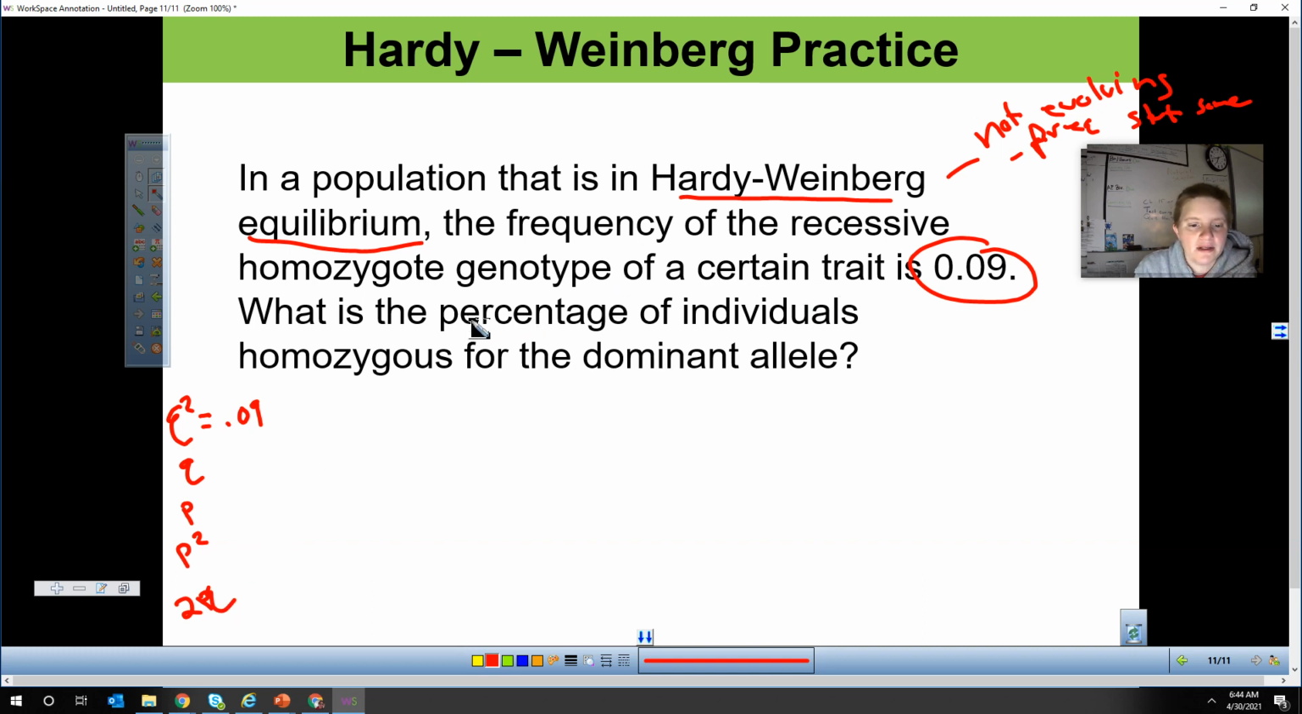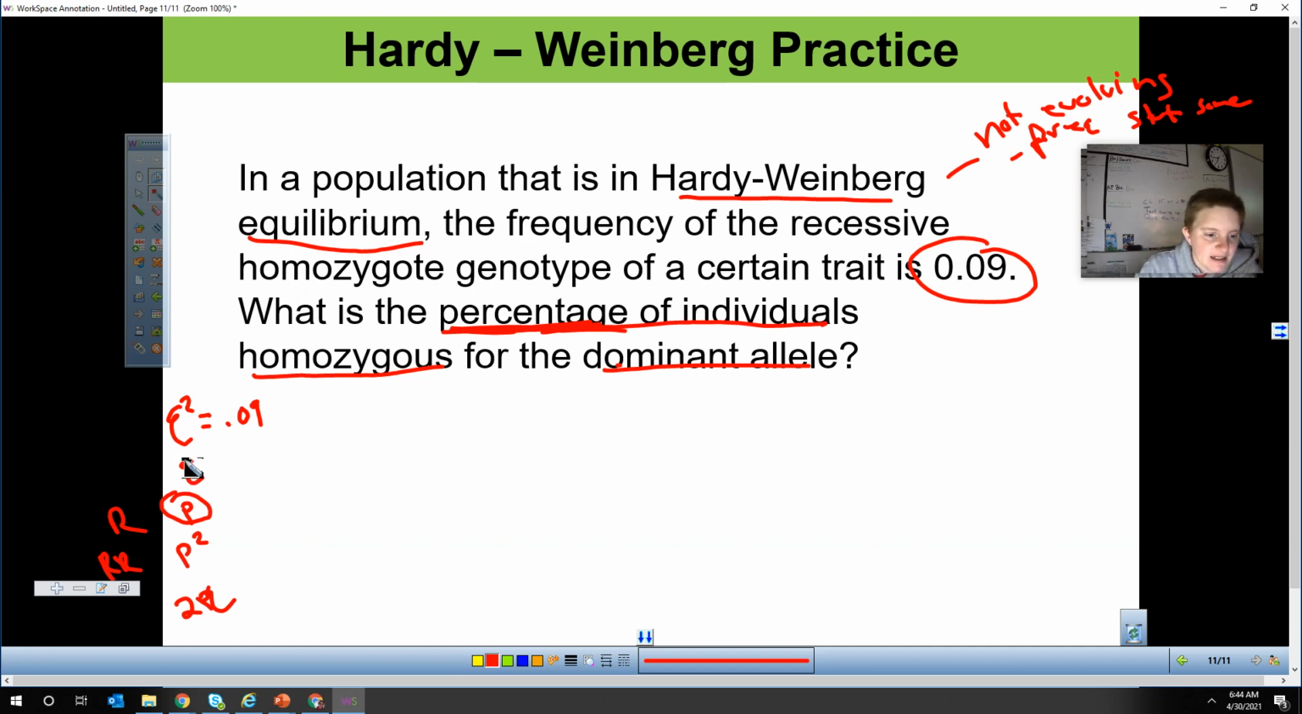Okay. What is the percentage of individuals that are homozygous for the dominant allele? So let's keep in mind we're going to have a percentage here, and we're looking for the dominant allele. So that allele dominates the P's. P squared is the genotype, big R. The allele is P. So what we're looking for here is P. That's what we're going for. And we're looking for a percent.